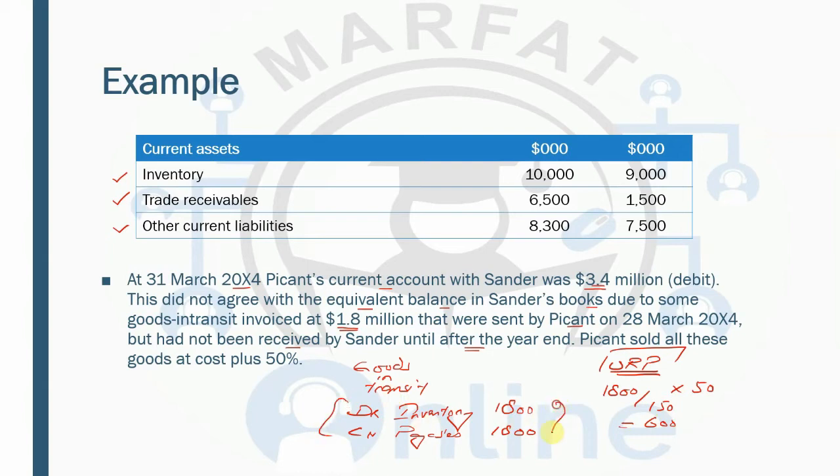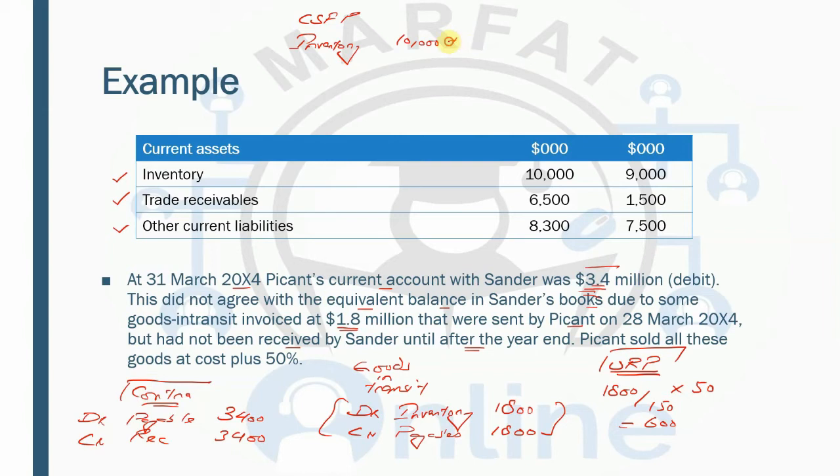And once we have done the adjustment of the goods in transit, then we'll be dealing with the contra entry. So the contra entry is debit payable, credit receivable by 3,400, which was their balance. Okay, now we'll be dealing with the consolidation. So consolidated statement of financial position. First of all, we will be dealing with the inventory. Take parent's inventory, which is 10,000, plus subsidiary's inventory, which is 9,000, and then you add the goods in transit of 1,800 minus unrealized profit of 600. Then you take receivables. So parent's receivables 6,500 plus subsidiary's receivables 1,500, and then minus 3,400, which is the intragroup receivable.